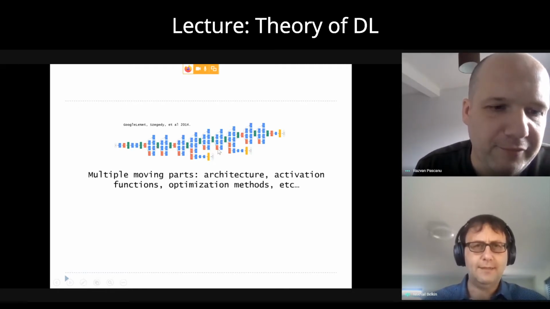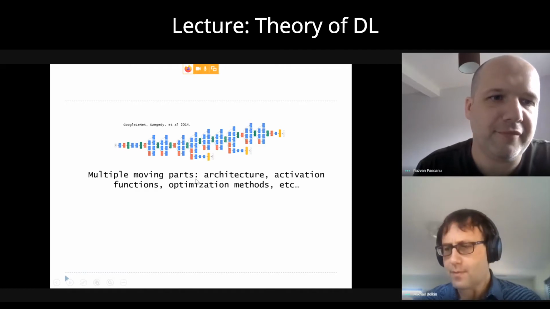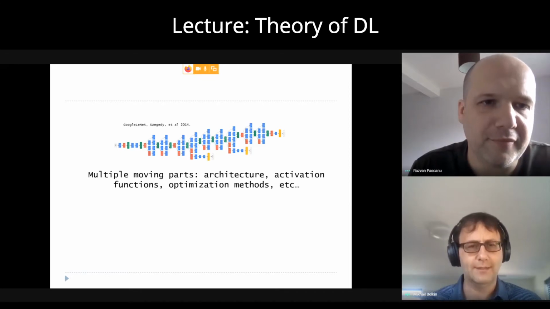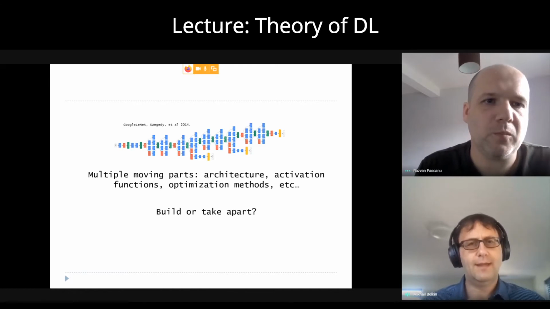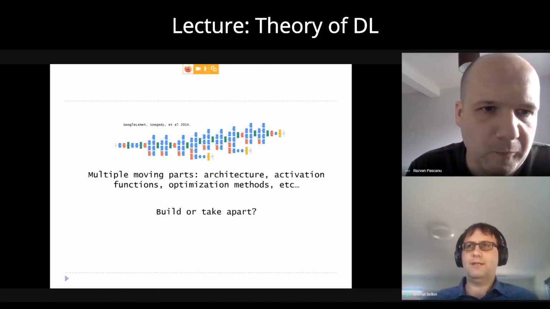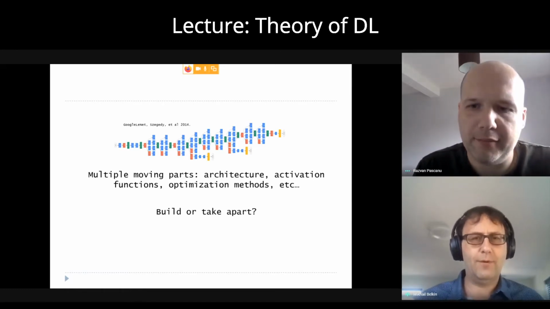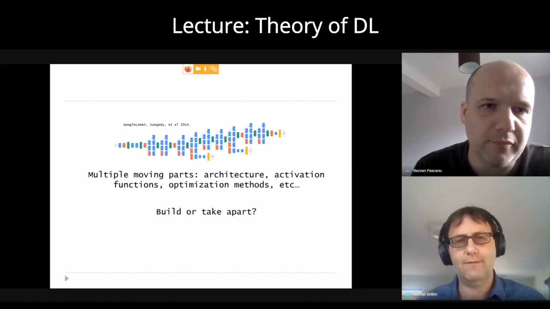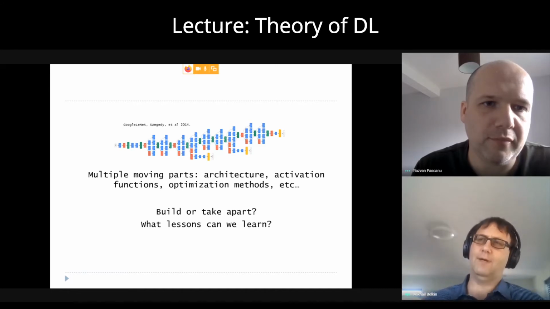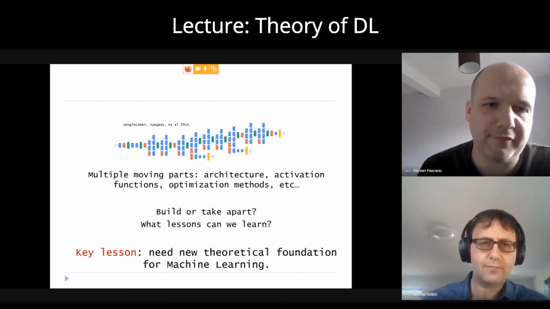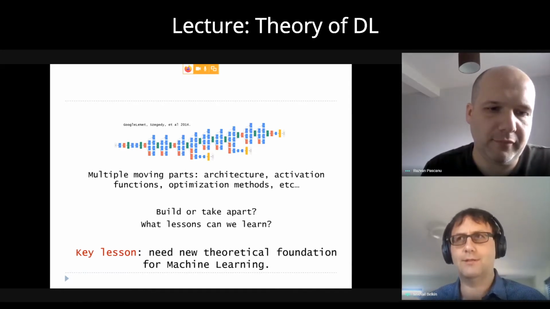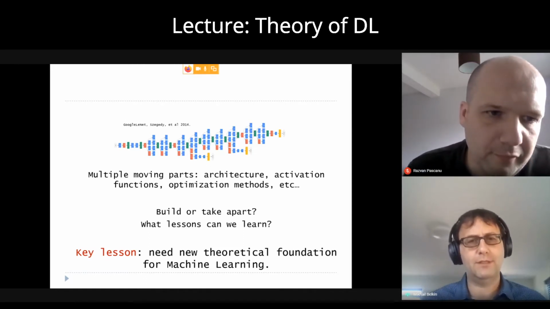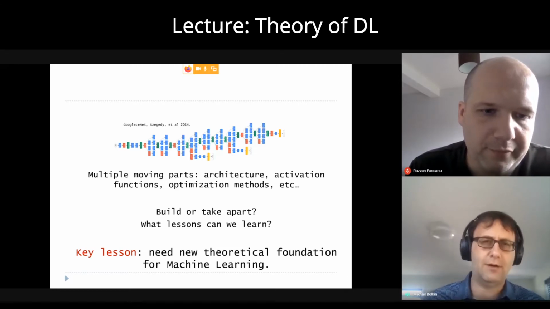The deep neural networks are objects like this, and these are very complex architectures with multiple moving parts. There are activation functions, there are optimization methods, architectures, lots and lots of different things. And the question from a theory point of view is, well, should we build those things? Well, that's what a practitioner would say, right? Let's just build them, make them more complicated to improve performance. Or should we take them apart? To understand the things, we actually have to take them apart. We have to simplify. And the key question is, what lessons can we learn from that? The key lesson that I was going to describe in this talk is that we need to rethink the theoretical foundation for machine learning, both in terms of optimization and generalization.